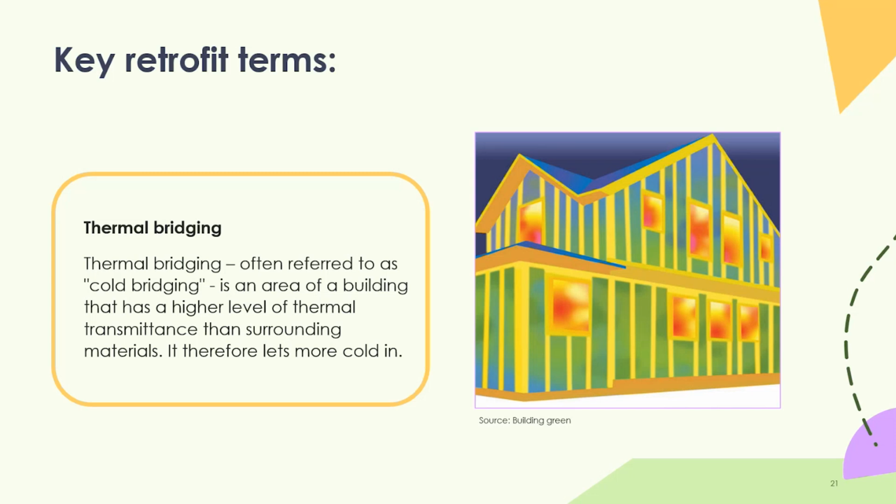So yeah, those areas where there's more heat escaping and therefore it's colder, and that can then cause problems with damp and condensation, because obviously that's where water vapor is going to condense. So that can often have a big impact on mold growth and water damage to building fabric.